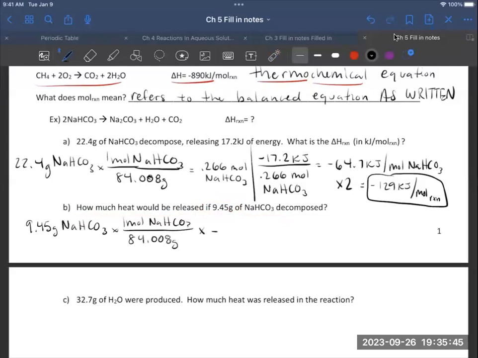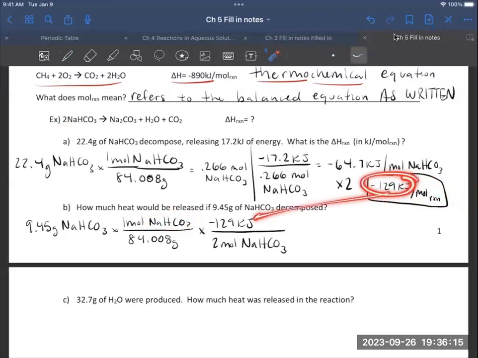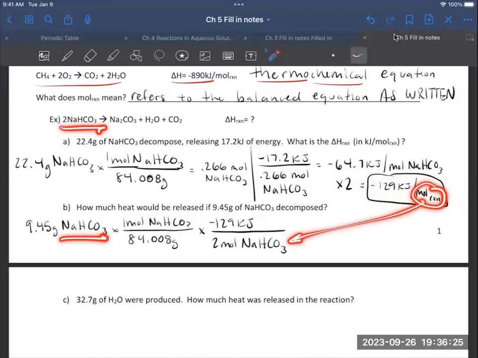Next thing I'm going to do is use this heat of reaction as a conversion factor. So in this particular case, the mole reaction particular to the NaHCO3 was 2. Okay, so for every 2 moles of NaHCO3 that decomposes, we know 129 kilojoules of energy are released. Okay, so here we're going to leave this number on top, and then on the bottom, we're going to use the moles that are specified in the reaction for the reactant that we're using. So in the mole reaction, there were 2 moles of NaHCO3, and we were starting the problem with NaHCO3, so that's where we get the 2 down here.